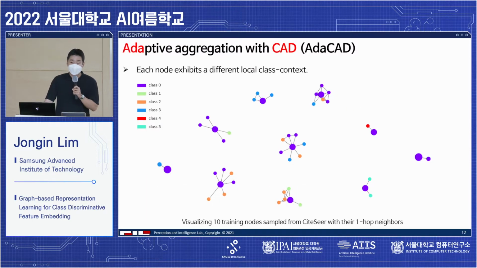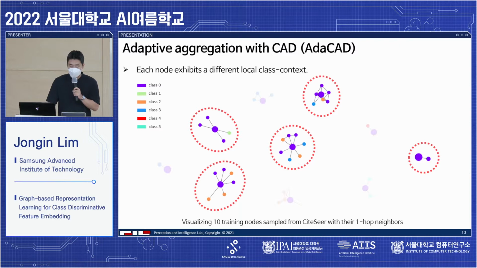In addition to class-attentive diffusion, we further propose an adaptive update scheme. This figure shows a visualization of 10 training nodes with their one-hop neighbors. As expected, in real graphs, each node exhibits a different local class context. For example, as shown here, some nodes are mostly connected to nodes of the same class. For those nodes, aggregating features from neighbors is beneficial to accelerate proper smoothing.